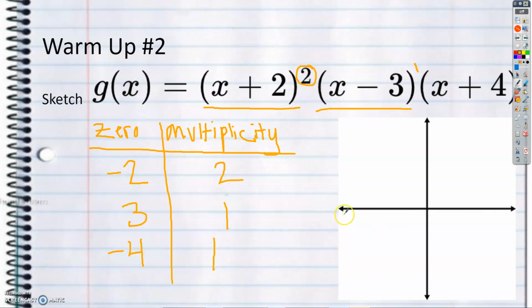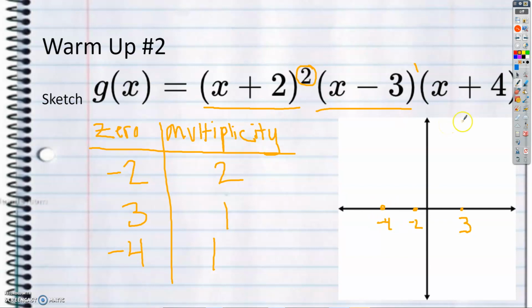Okay. So now I'm going to go ahead and graph my zeros. So I have negative 2, and I'm just going to say negative 2 is about here. Positive 3 somewhere over here, and then negative 4 somewhere over here.